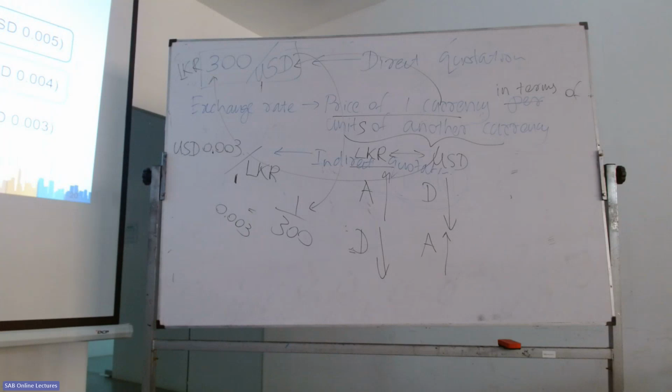The price of LKR in terms of the foreign currency, in terms of USD, has the value increased or decreased? Price of LKR in terms of USD has decreased. So there is a depreciation in LKR because the price of LKR in terms of USD has fallen from 0.005 to 0.004 to 0.003. It has fallen. So LKR has weakened. That means LKR has depreciated.